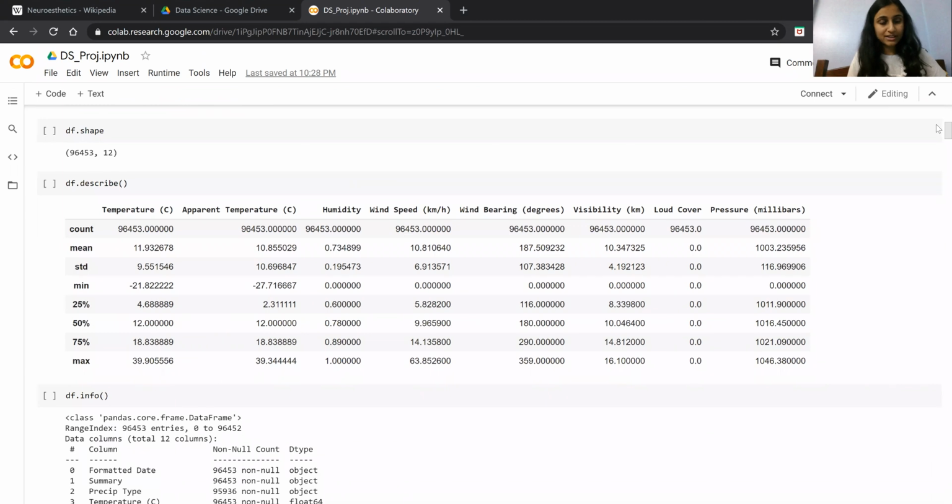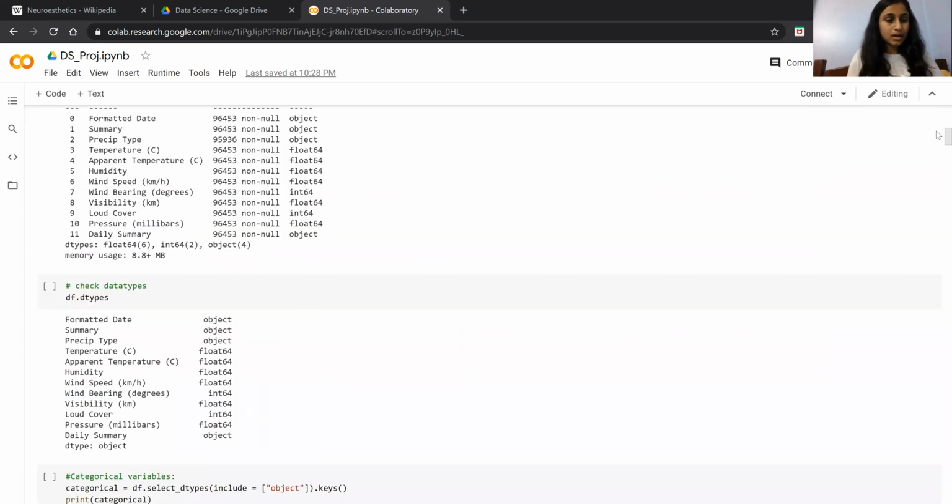For the description of our data set, we've printed out the count, that is the number of values present under every column, the mean of the values, the median of the values, the standard deviation of the values, the minimum and the maximum values under each column. Df.info is to describe, first of all, the number of values under each column, their data type, and also to show if it is null or not null.